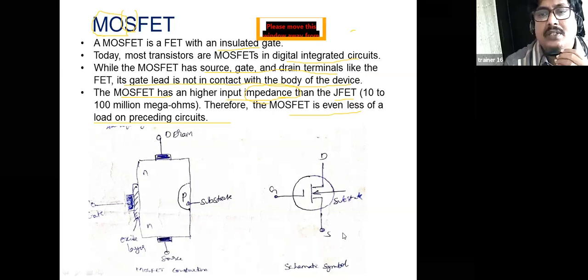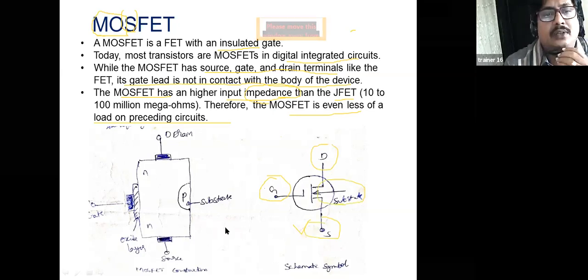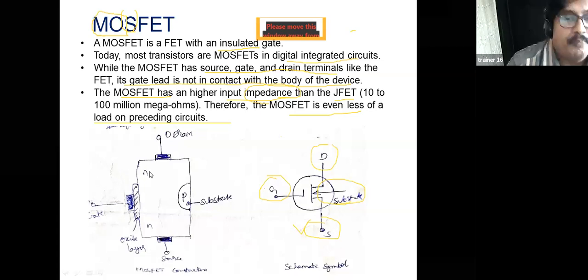This is the symbol of the MOSFET. It has three terminals: gate, drain, and source. And this is the substrate. Now if you see here, this is the MOSFET construction. In the MOSFET construction, one side is a P substrate.